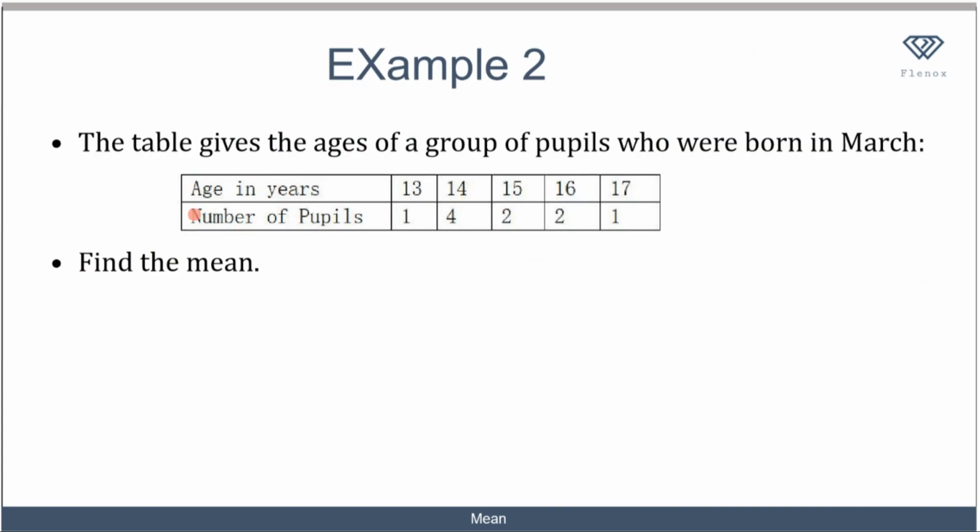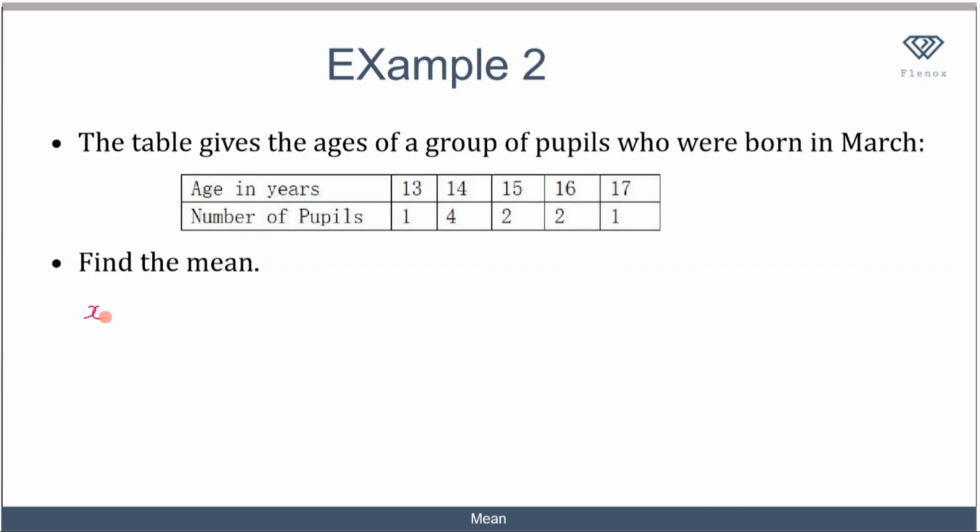In this example, we are given the ages of a group of students who were born in March. So one student that is 13 years old was born in the month of March, while 4 students are age 14, 2 students are age 15, 2 students are age 16, and 1 student is age 17. We are now told to calculate the mean.